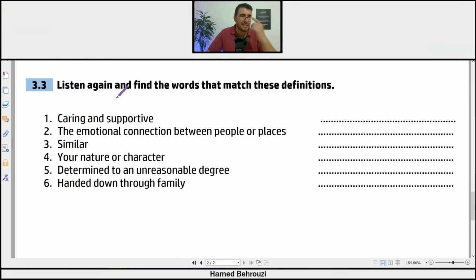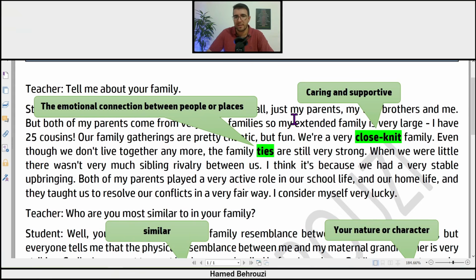The last part says listen again and find the words that match these definitions. You have these definitions, do it yourself. Stop the video, do it yourself, then come here. I'll tell you the answers. These are the answers. The word close-knit is similar to caring and supportive. Caring and supportive is a synonym with close-knit.